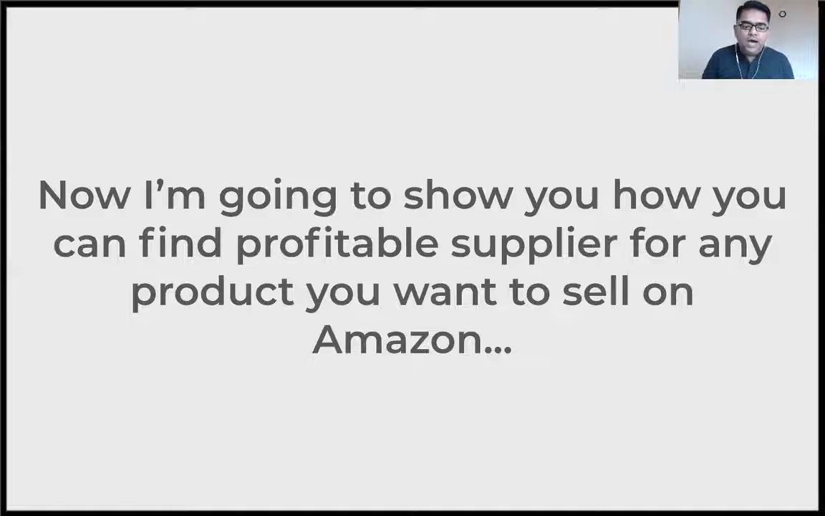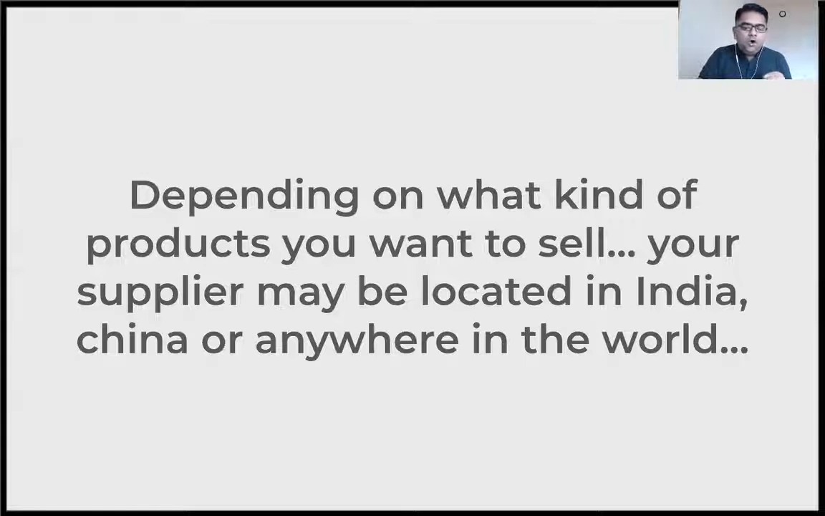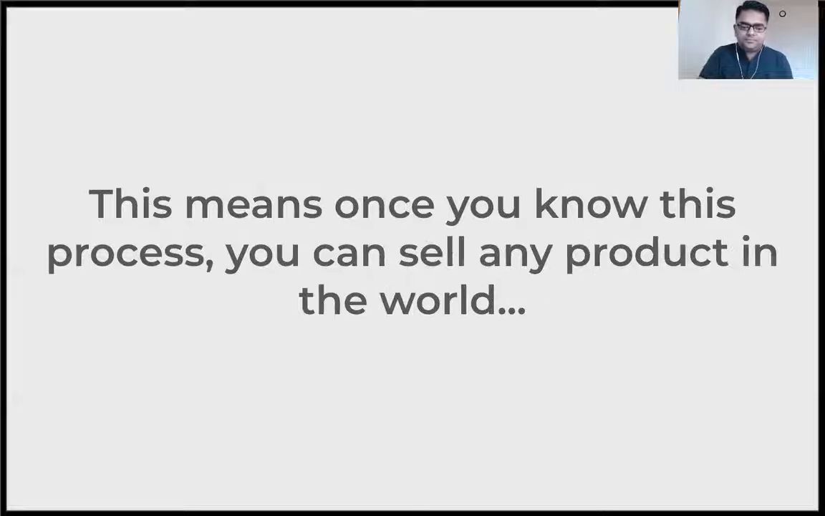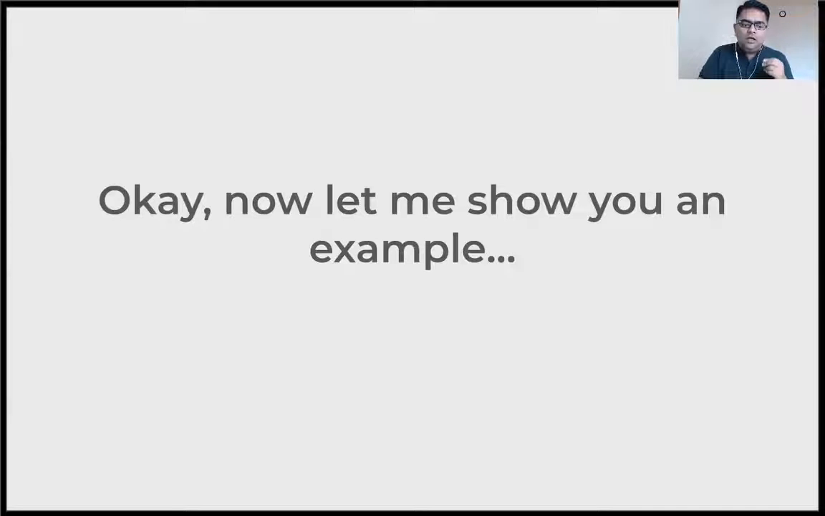Now I'm going to show you how you can find a reliable and profitable supplier for any product that you want to sell on Amazon. Depending on what kind of product you want to sell, your supplier may be located in India, China, Vietnam, Bangladesh, or anywhere in the world. That does not really matter. The steps are literally the same. There is no difference in the steps. This means once you know this process, you can sell any product in the world on Amazon India. Now let me show you how with an example.